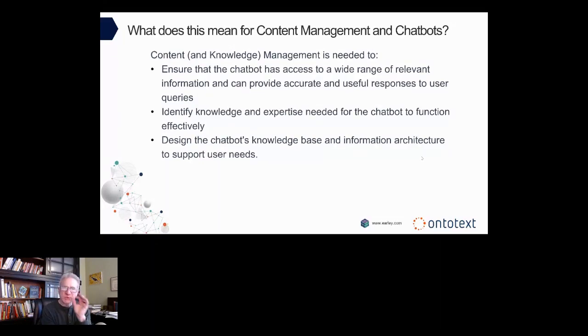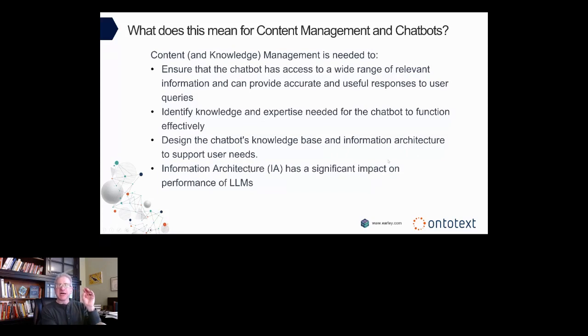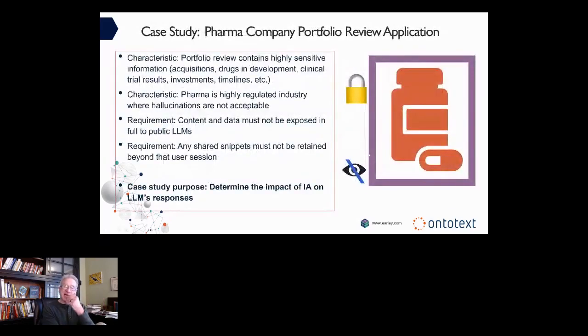So it's really important to have that information architecture and that knowledge graph, and to use that knowledge graph as reference data for the large language model and for your content. And this can have a very significant impact. And I'll just very quickly finish with a quick case study.